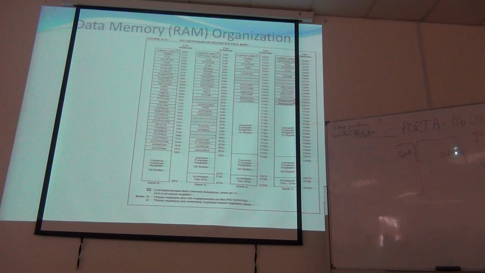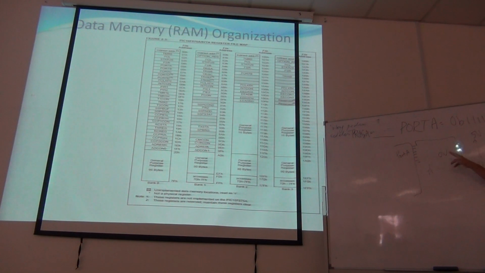So let's say for example you change it to 1, 1, 1, 1, 1, 1, 1, 1. So what is it? You actually pull it up. So if you give this command and you measure the voltage between that particular pin and the ground, you will get 5 volt. Only for output.